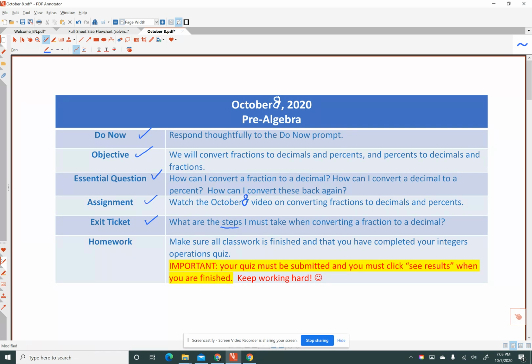Please, for homework, make sure all your classwork is finished and that you have completed your integers operations quiz from yesterday. Make sure when you do that quiz that you click See Results at the bottom, and that's what submits your quiz. So keep on working hard in math, and I'm really noticing all your hard work. So let's go on to our Do Now.